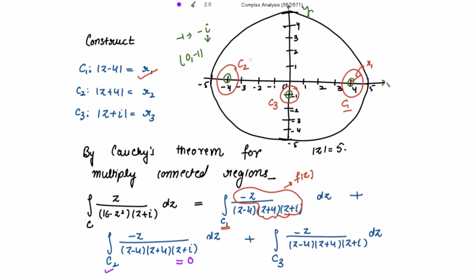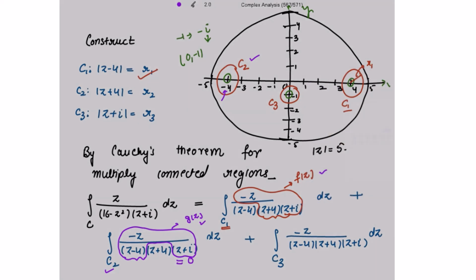What is the C2 circle? This one. Only and only -4 lies inside this circle, and -1 and 4 lie outside the circle, right? So we have to exclude only z plus 4 from the function, let's say g(z). For the first integral, I am having the function f(z). For this integral, we are taking the function g(z), right?